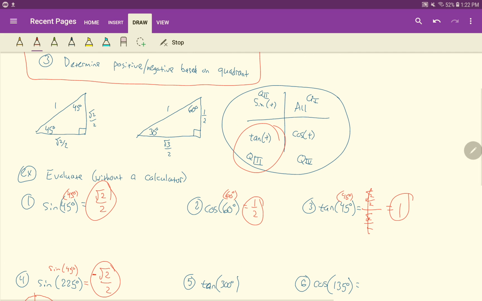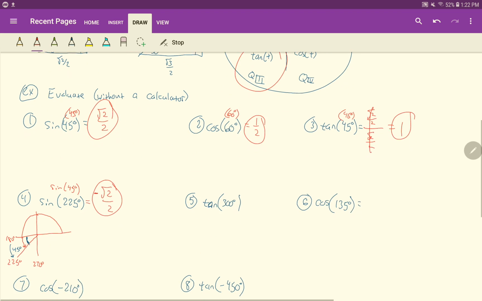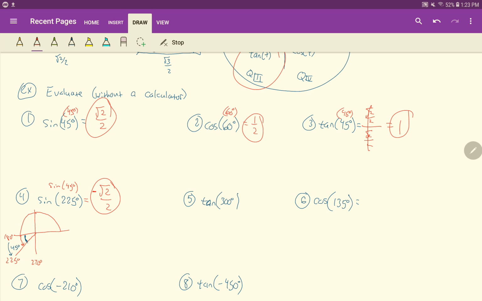It's going to be hard to describe here without going too much more into it. Sine's negative there. Only tangent's positive. It has to do with the coordinates and things like that, stuff we talked about from yesterday.